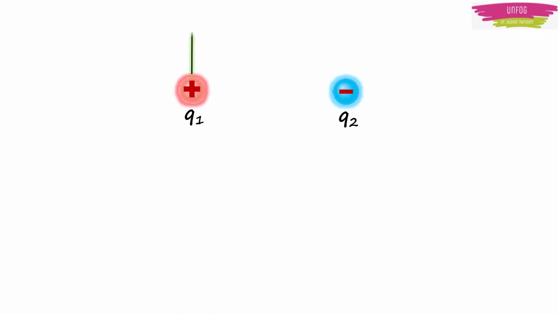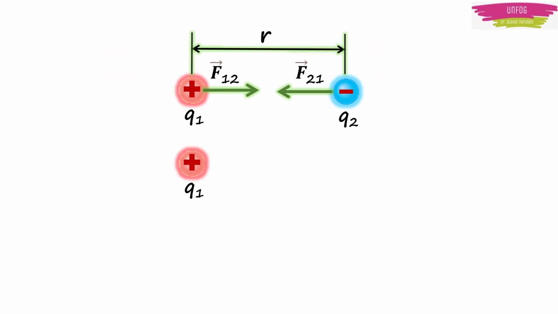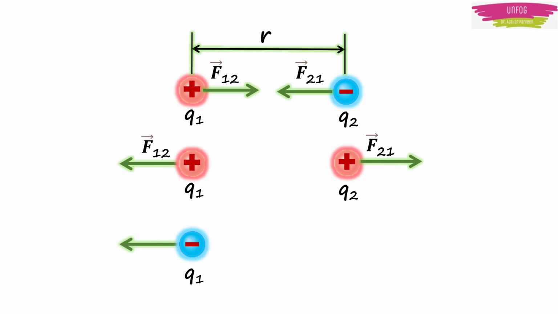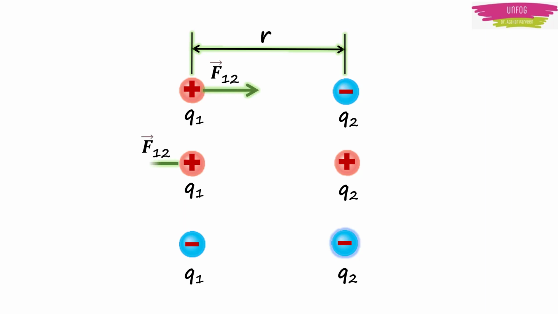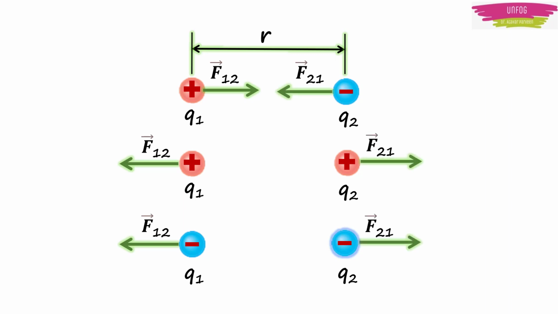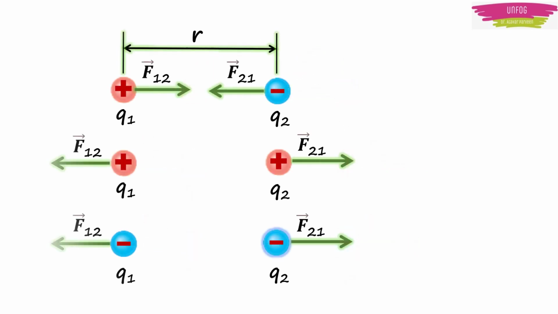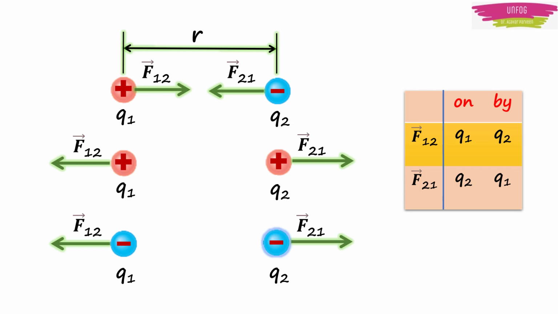Here you can see how the force on each of the two interacting charges is shown using vectors. We know that like charges repel each other and unlike charges attract each other. So force is either attractive or repulsive. Now note this down carefully. Here F12 is the force exerted on charge Q1 due to charge Q2 and F21 is the force exerted on charge Q2 due to charge Q1. I repeat, F with subscript 12 is the force on Q1 by Q2 and F with subscript 21 is the force on Q2 by Q1.